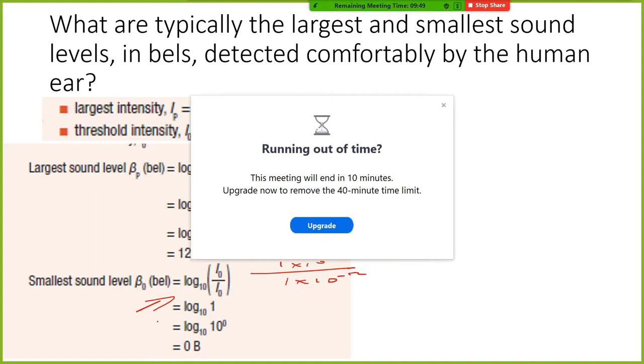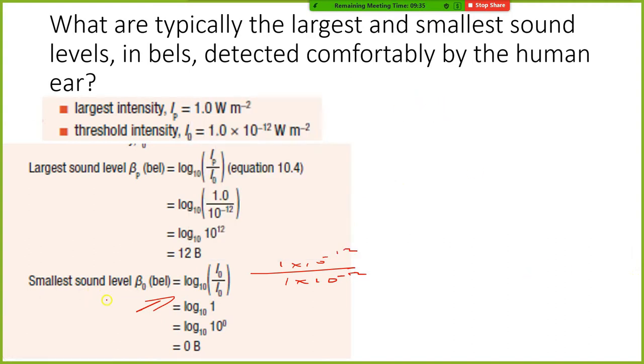Log of 1. What is log of 1? Log of 1. 0. Exactly. 0. Calculator number 3. Yes, so that's the reason why we get 0 right there. For the smallest sound level that we can pick up in terms of bells, it's 0.